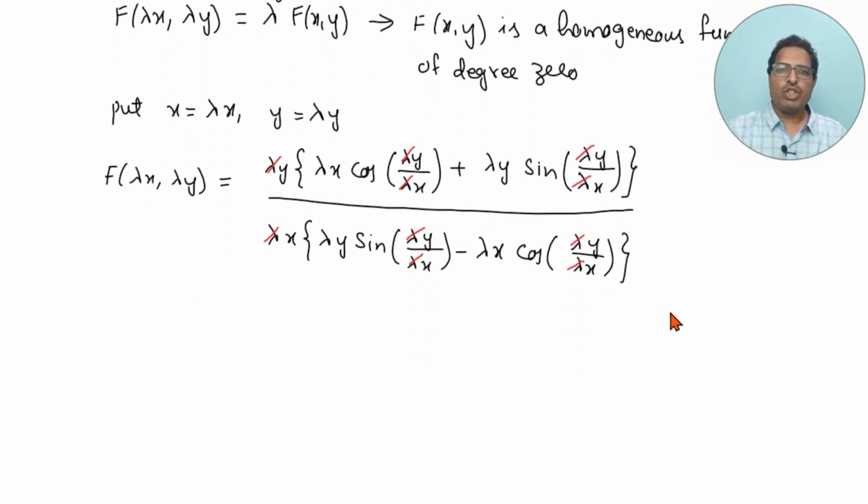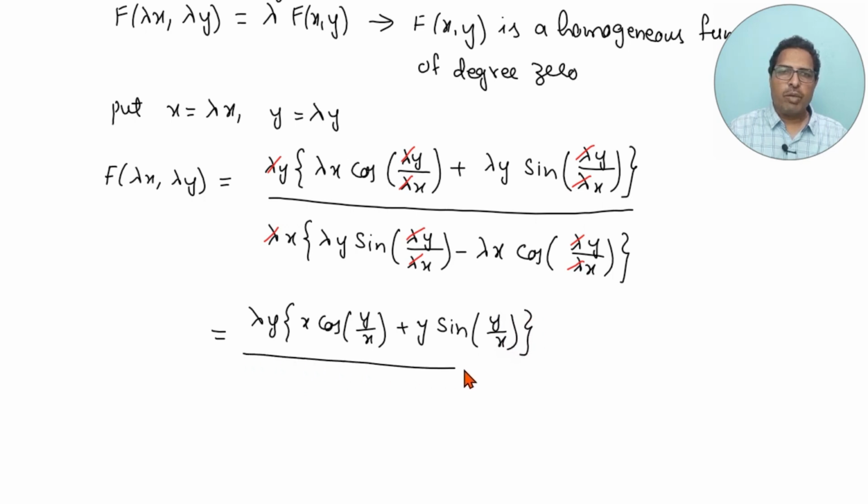Now further we will try to simplify it. Here lambda is common, so I can take this lambda outside. This y will remain as it is. Now the remaining terms will be x cos of y by x plus y sine of y by x, whole divided by, in the denominator also you have lambda over here and lambda, so you can take lambda common outside. So lambda of this x value as it is.